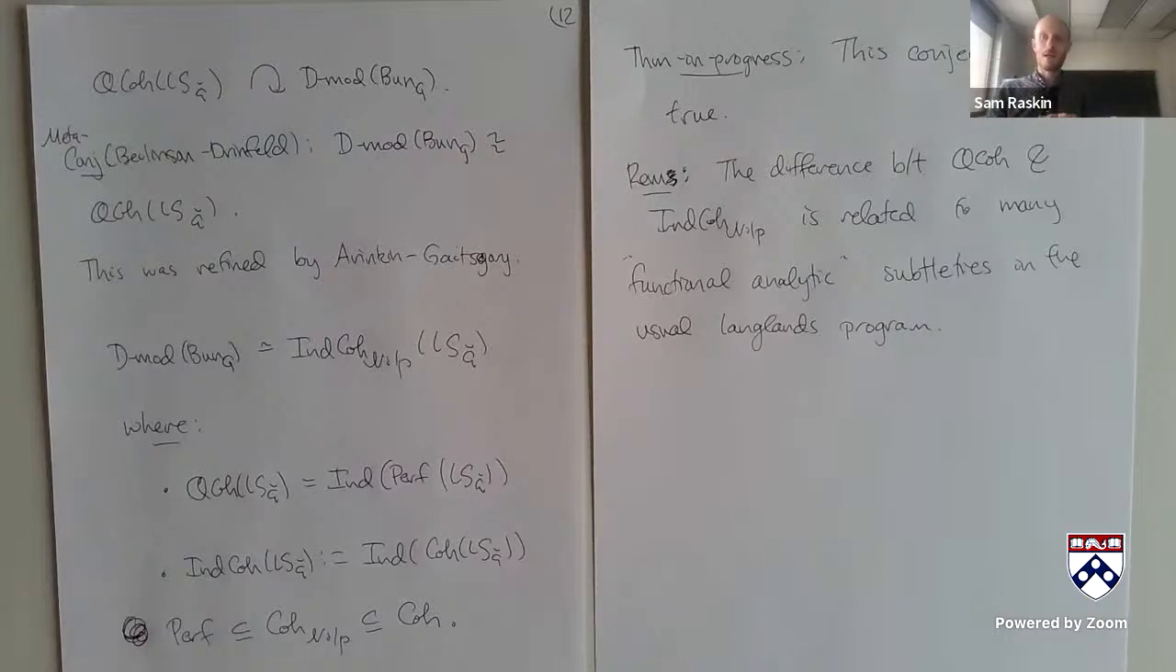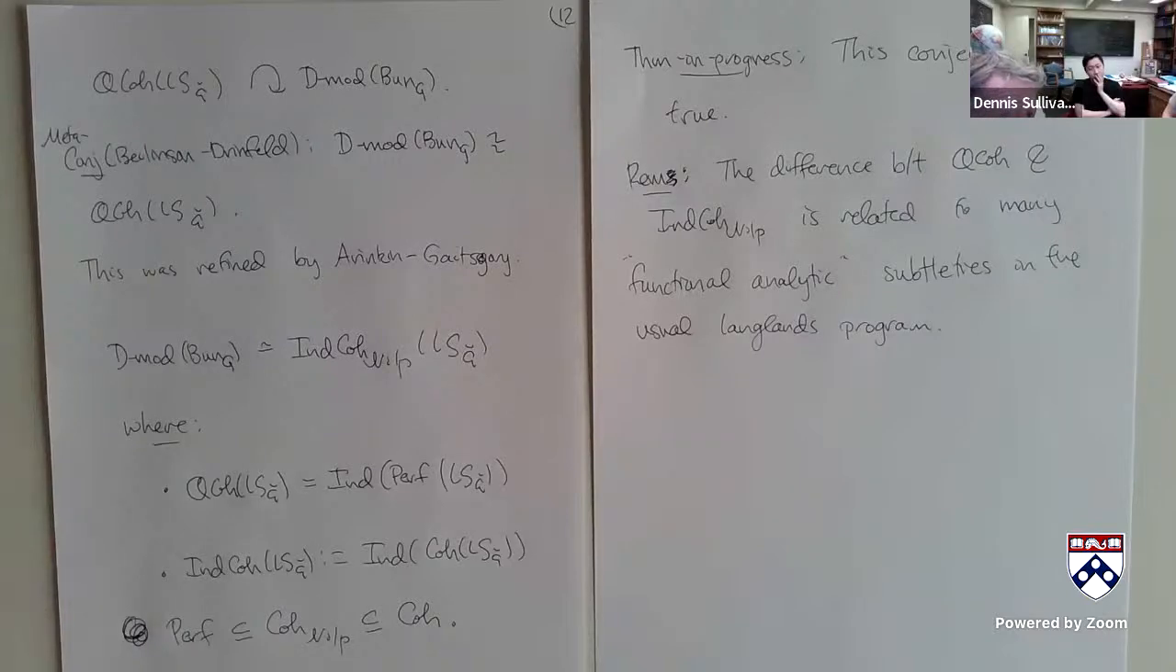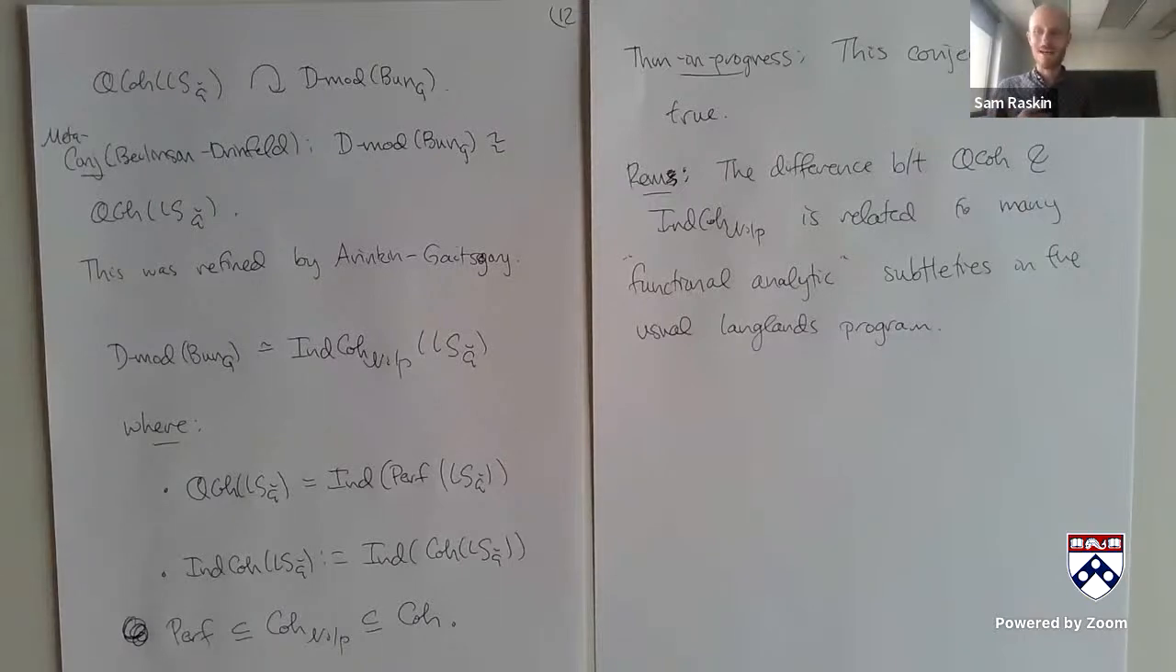Because of the supersymmetric twistings, one version will be producing for you D modules on Bun G, and the other will be producing for you something like QCoh of Loc G check. That's the yoga, and that's the idea. Quasi-coherent sheaves on G check, this QCoh that I'm writing.